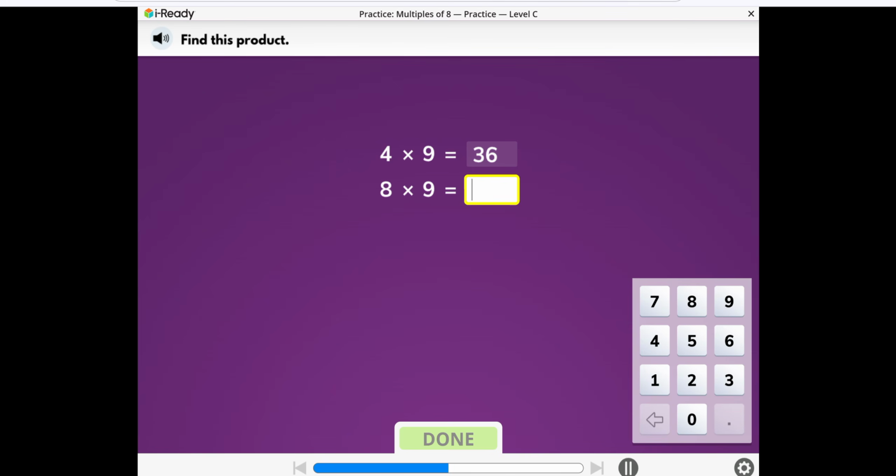So, guys, I think the answer is... Can you give me a few seconds? I can be doing extra fast. Look. That equals 72. 8 times 9 equals 72.